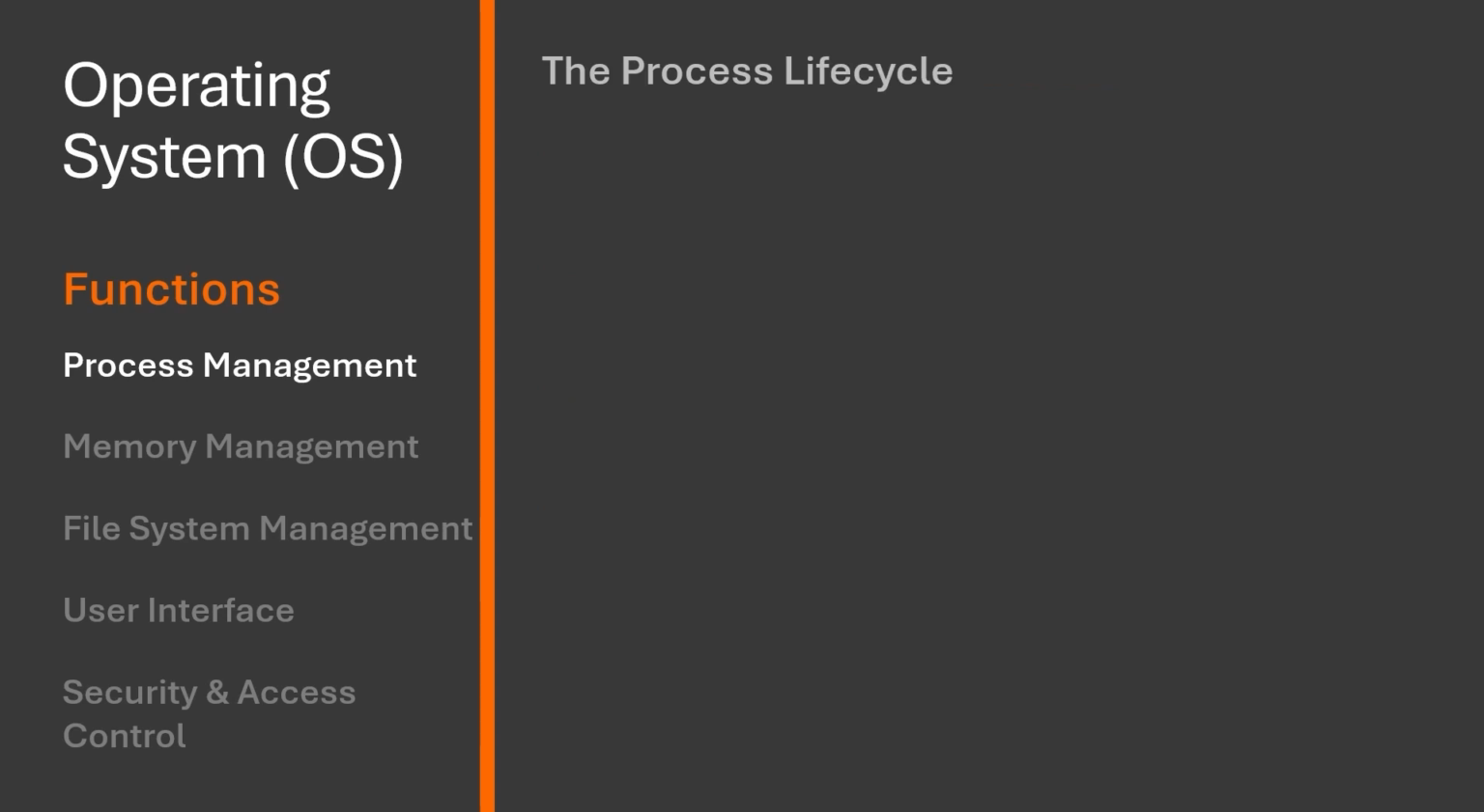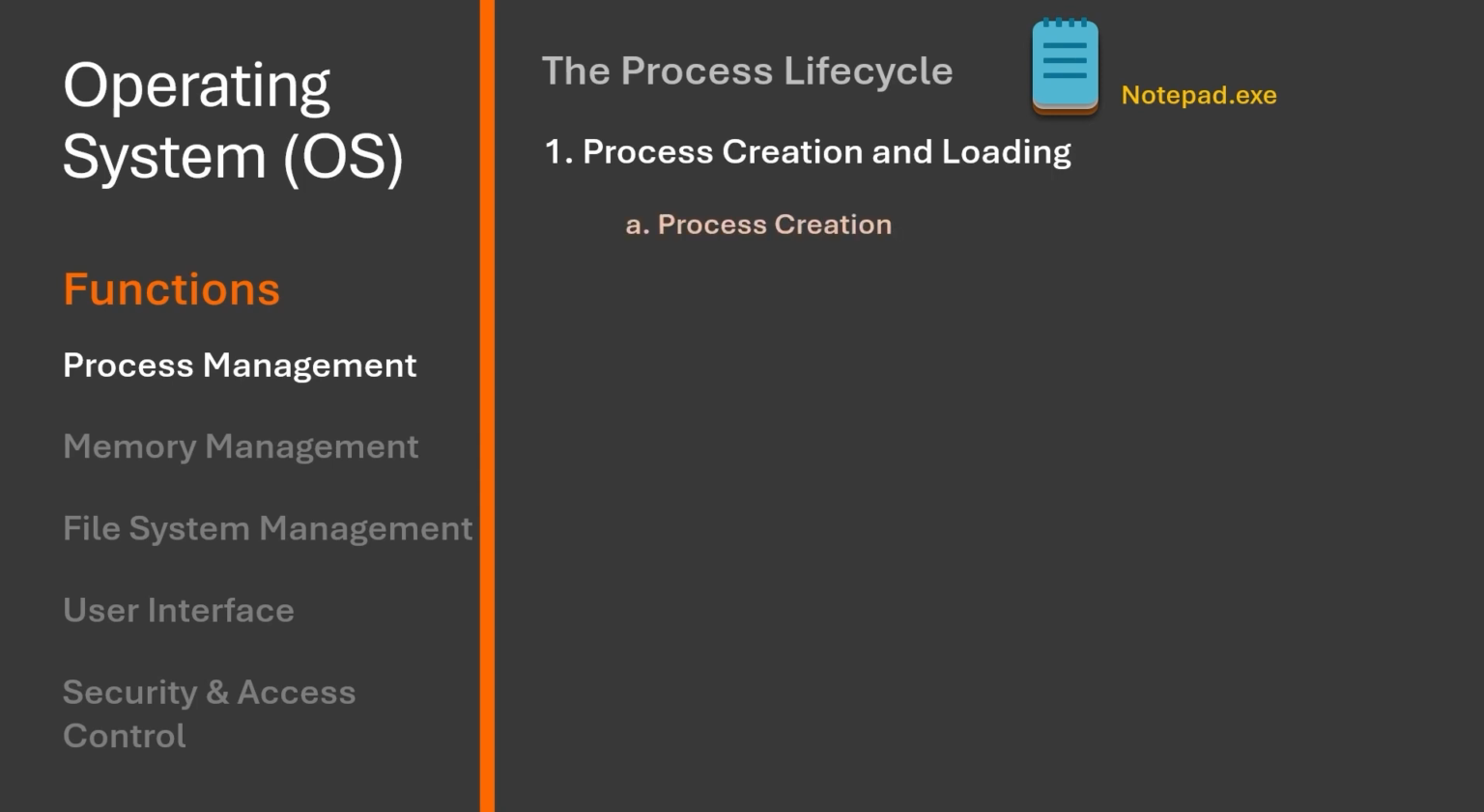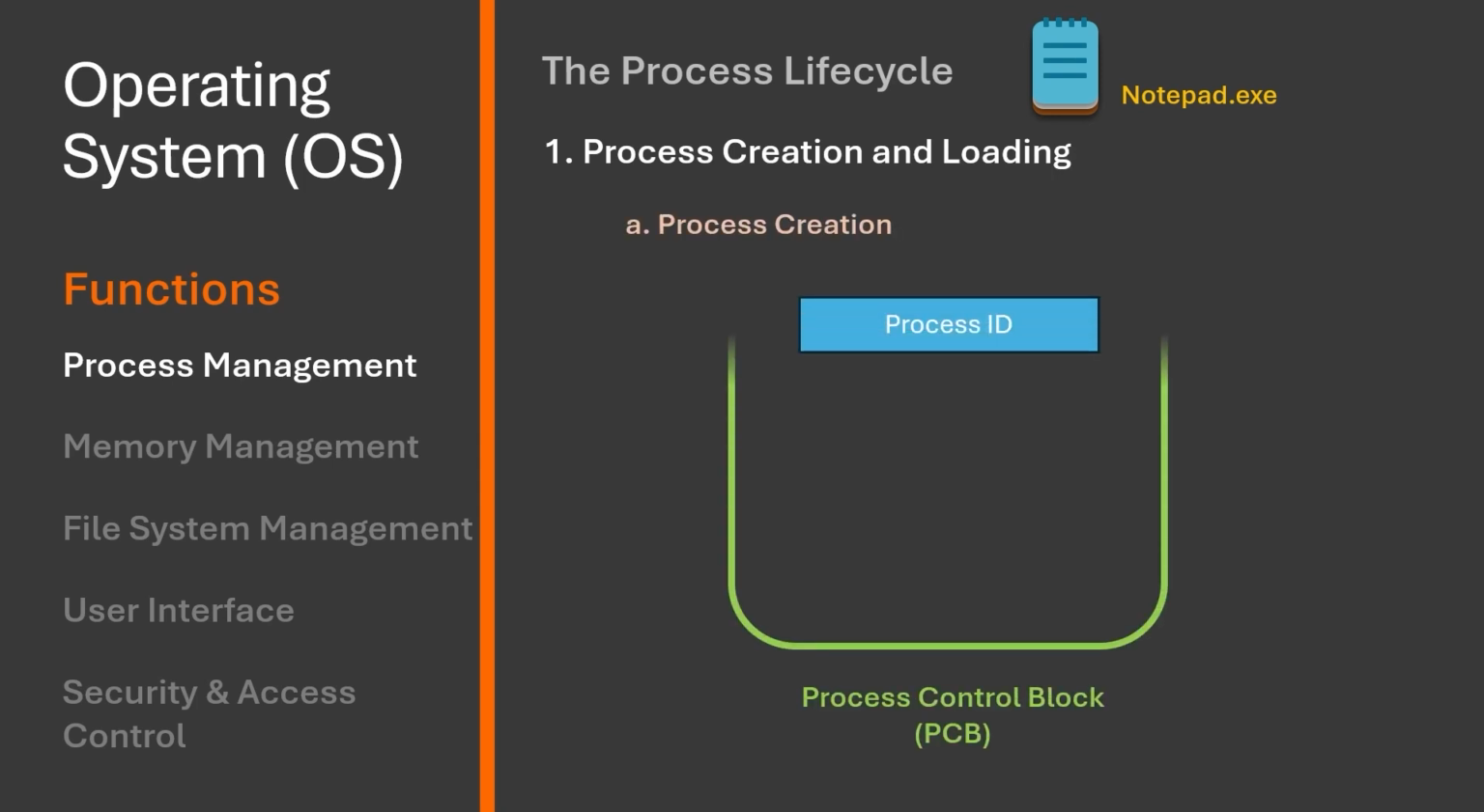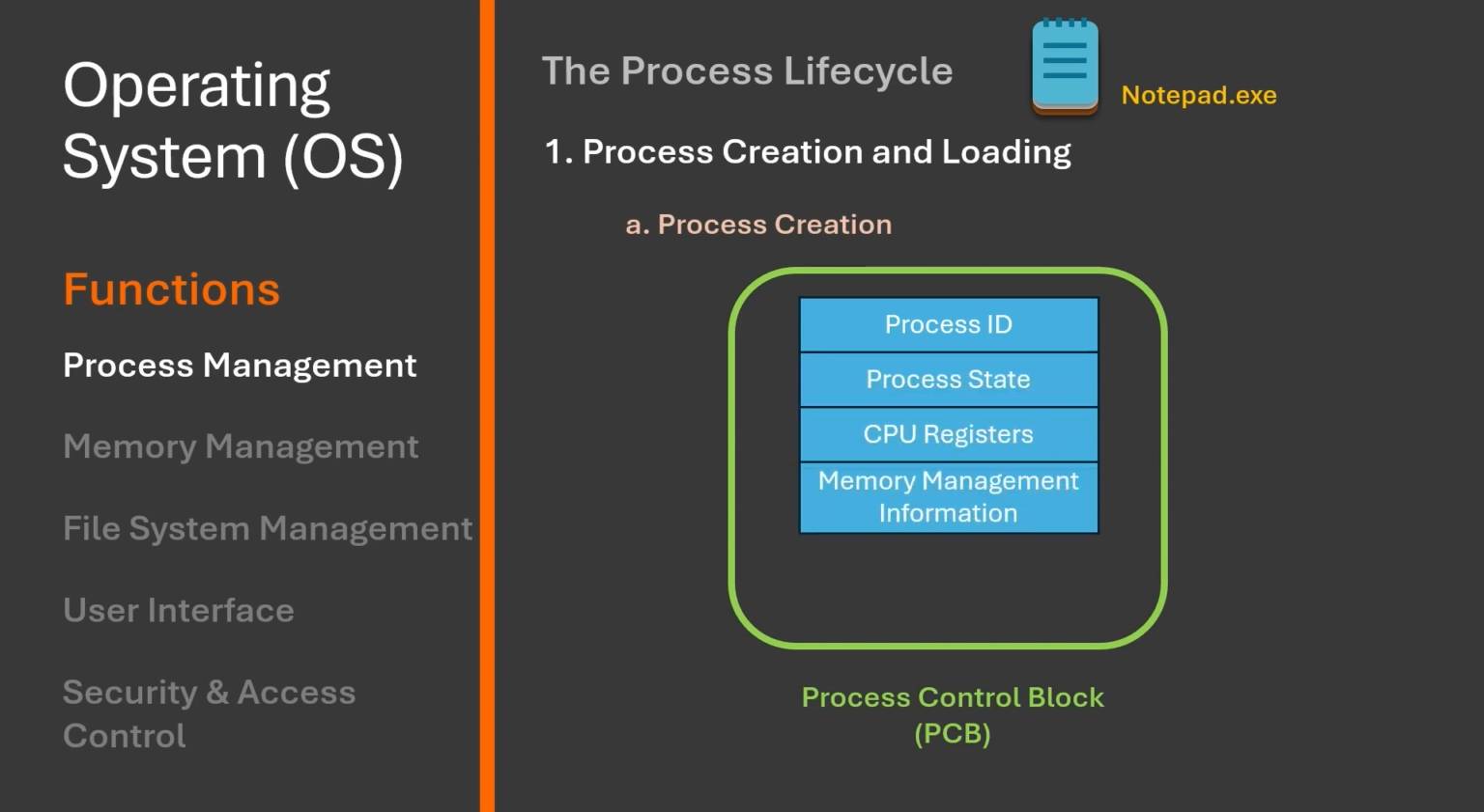Next, let's go through the various stages a process goes through with the example of running a text editor application like Notepad. When you launch Notepad, the operating system performs several steps to create and load the process into memory. The operating system assigns a unique process ID. A process control block or PCB is created to store various information about the process such as process ID, the process state, CPU registers, memory management information, and open file descriptors, which keeps track of all files and input-output streams currently in use by that process.